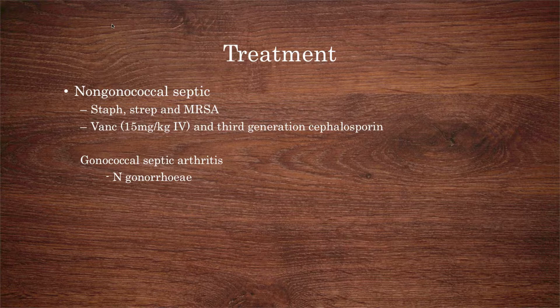So in terms of treatment, your treatment goal is directed towards staph, strep, MRSA, and Neisseria. In that case, you're going to use vanc and a third-generation cephalosporin, usually ceftriaxone. If the patient is penicillin allergic, you can use the penems, like imipenem.